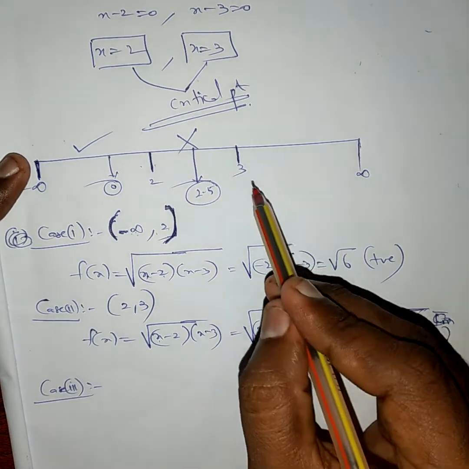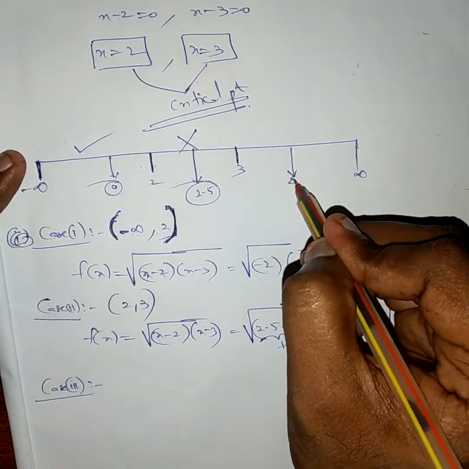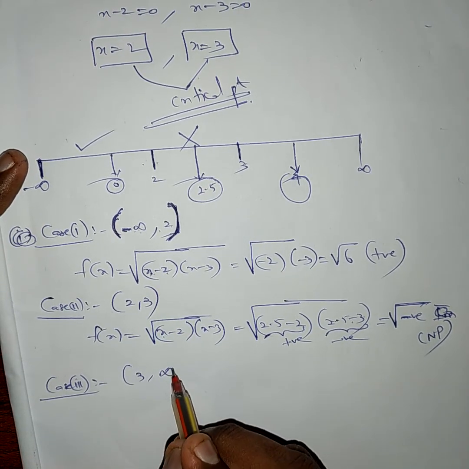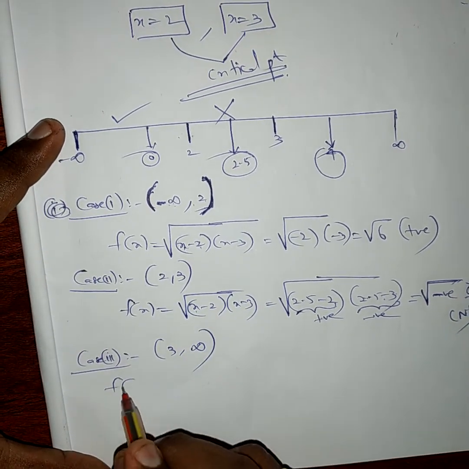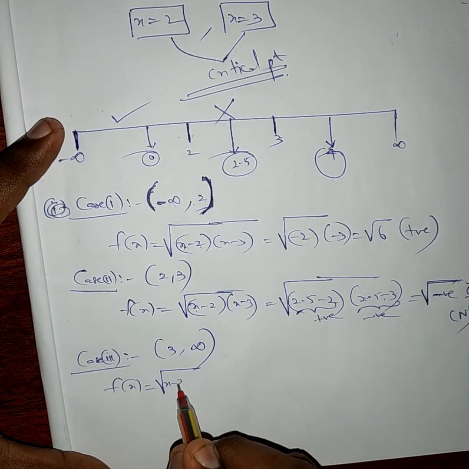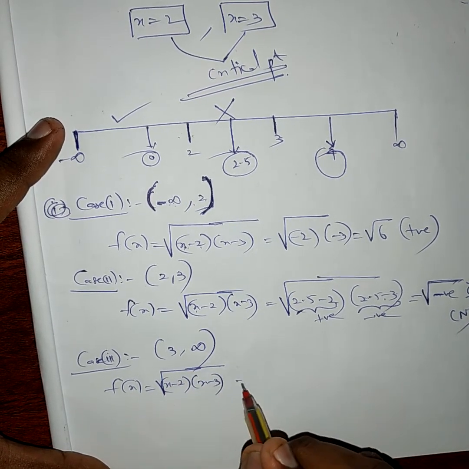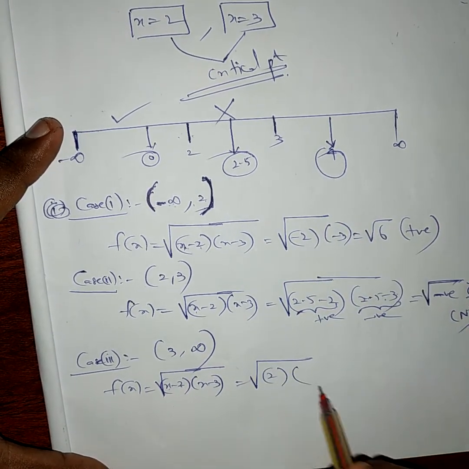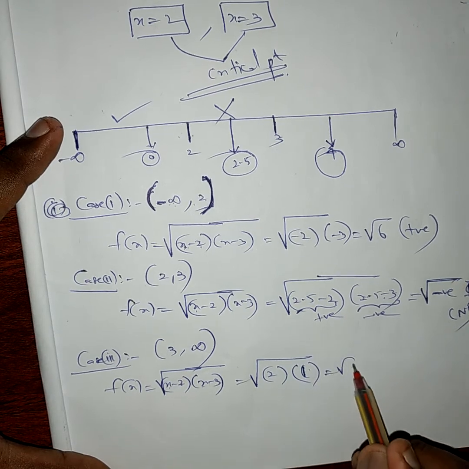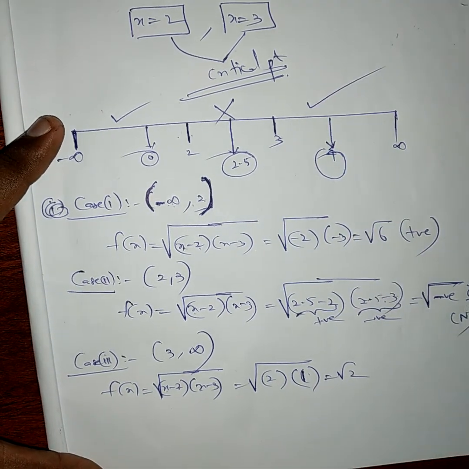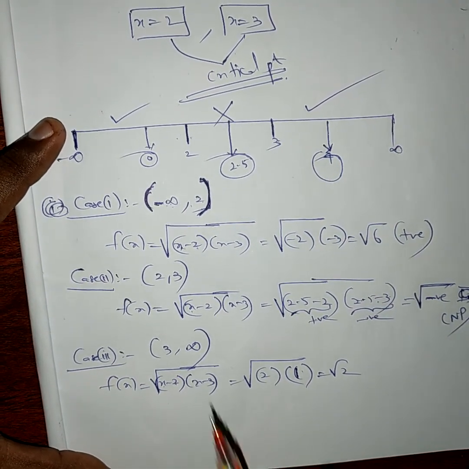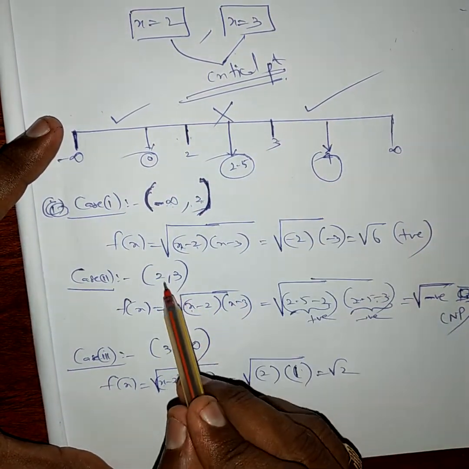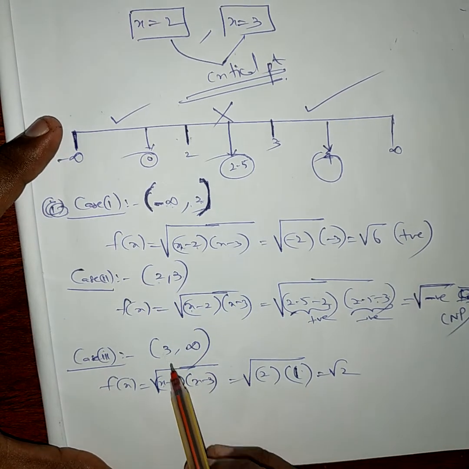What is case 3 here? I am going to take the value 4, from the interval 3 comma infinity. F of x is equal to the square root of (x minus 2) into (x minus 3). Apply 4 here: 4 minus 2 is 2, 4 minus 3 is 1. So the square root of 2 is a possible value. So this is possible. I have taken all the values except 2 and 3, that is, the values before and after 2 and before and after 3.